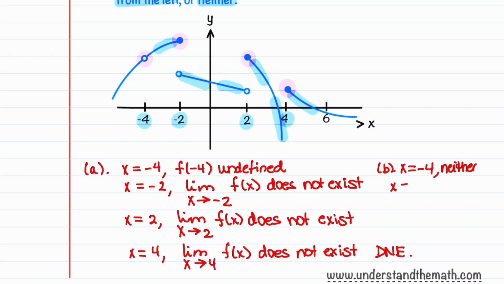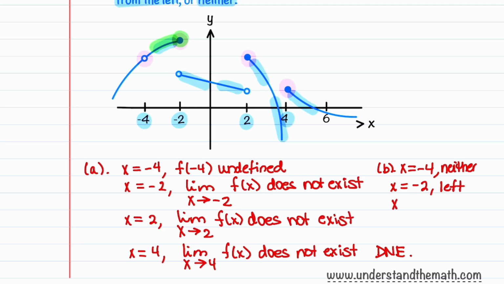Let's look at our next point. X is equal to minus 2. At minus 2, let's go up here and look at our graph. Notice that as we approach from the left, our left-hand limit is equal to our function value. So it is continuous from the left. So let's go down here and let's write left.